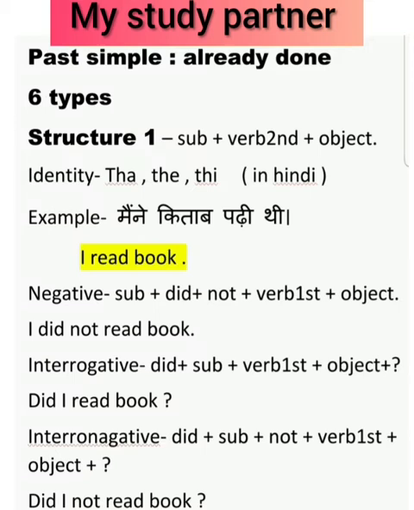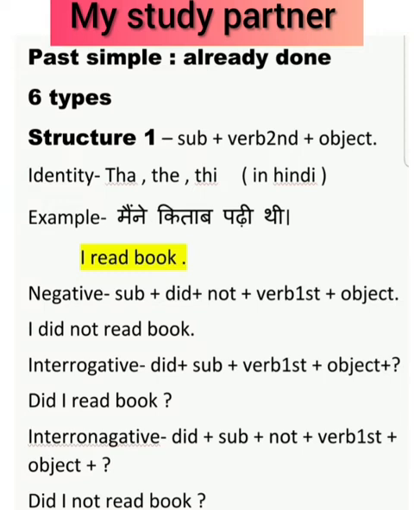So did is a helping verb. After that we have not, just like earlier, and after that the first form and then the object. The rest of the things are the same, only do and does will change into did. That's all you need to remember. After that we have the sentence written here, that is I did not read book. I did not read book. Earlier we had I do not read book. So now we have changed only that do over here, and it's going to be did.